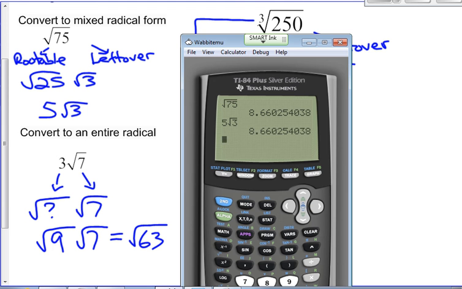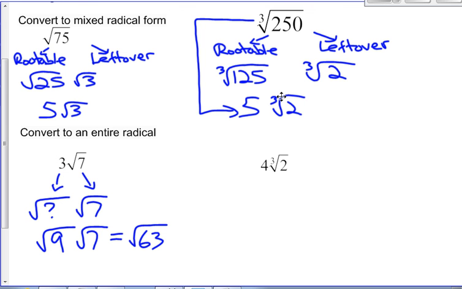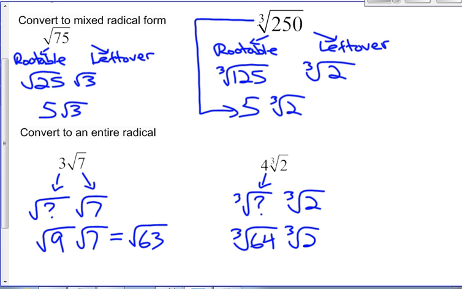Again, if I want to check it, 3 root 7 is 7.94, and the square root of 63, you already know it's just below 8. Yep, same thing. Okay, over here, we'd have to do the same thing, but with cube roots. So 4 is the cube root of something, and we also have a cube root of 2 we're multiplying by. 4 is the cube root of 64. Again, you need to know your perfect cubes. So this whole thing could be rewritten as cube root 128. I'm just multiplying what's under the radical signs.